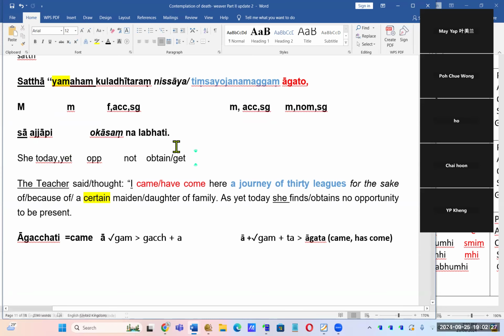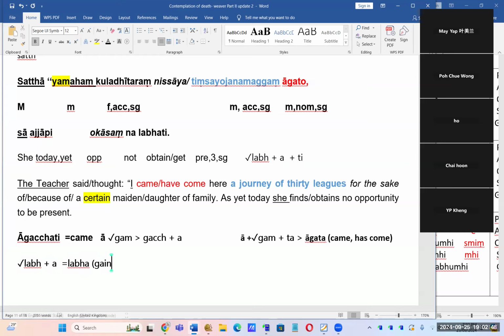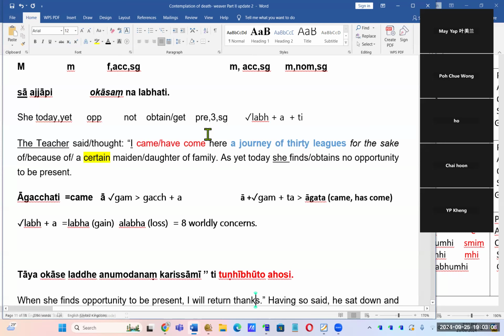Now labati will also be present tense, third person, singular. The root will be very easy, lab. Lab plus a plus ti. So if we have lab, when you put lab plus a, you have the word laba. Laba means gain. Sometimes in Dhamma we have gain and loss. So laba, alaba, we call it the eight worldly conditions, gain and loss. Okay, so laba, alaba from the word labati.